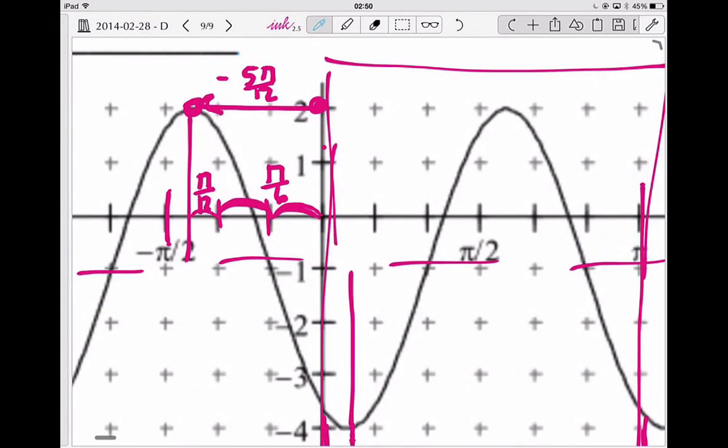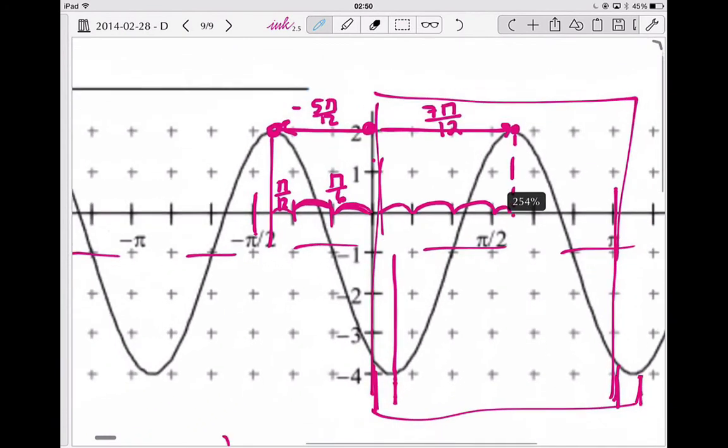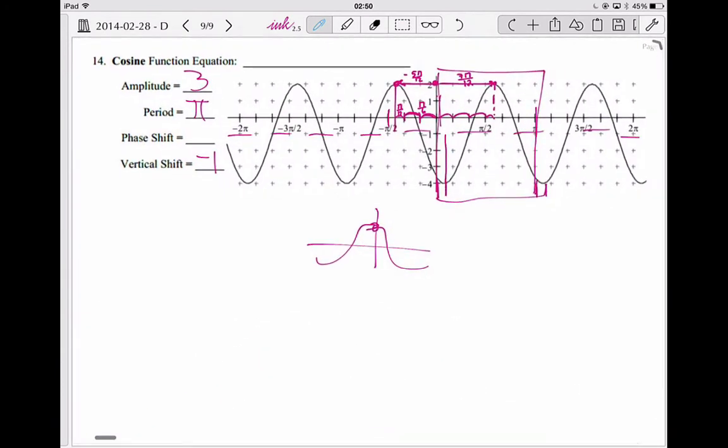Or I could say, actually, maybe I scooted that way. So let's see, what's that? 2 pi over 12, 4 pi over 12, 6 pi over 12, and one more makes 7 pi over 12. Okay, so either of these would totally work.